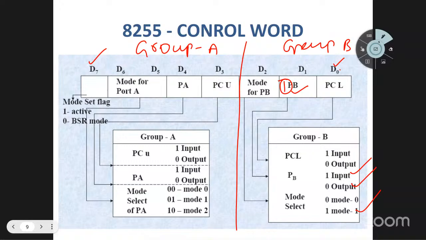Next, PC low, and here the D2, we are applying only 1 bit for D2, that is the mode selection. In place of the mode bit, 0 for mode 0 and 1 for mode 1. So the group B IO lines are operating in only mode 0 and mode 1.